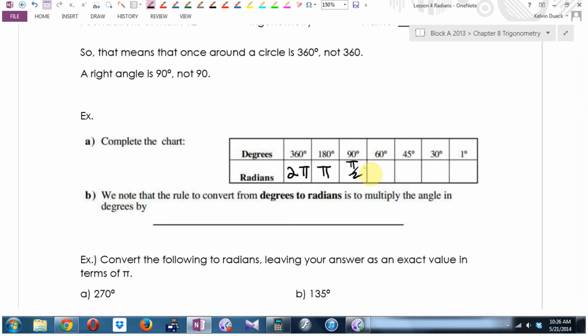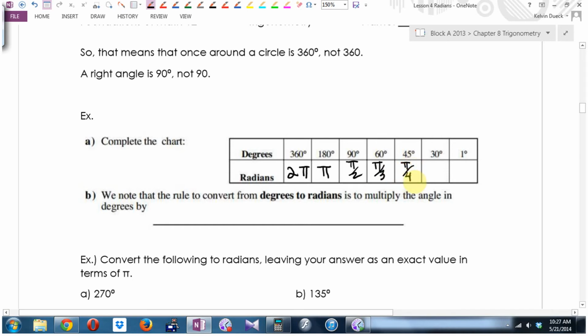60 degrees. Hey, what fraction of 180 is 60 degrees? 60 degrees is pi by 3 radians. 45 degrees. Well, it's half of 90. What was 90 in radians? Pi by 2. What would half of that be? They were right. Pi by 4. Half of it is like having another 2 in the bottom, so you already had a 2. 45 degrees is pi by 4.